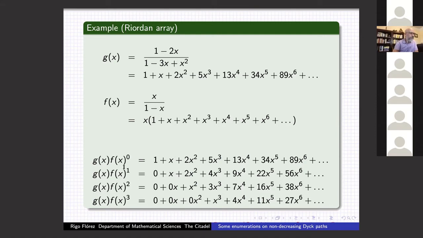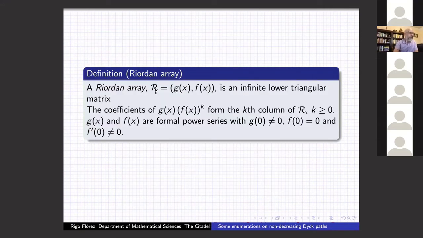So we need a condition, and we do this. The first column is G times the generating function raised to zero. The second column, actually column zero, right? The first column is G, the generating function raised to one, and so on. And that way we obtain the columns of the reordered array. So the reordered array is basically defined using the generating function and this other generating function where the columns are here, with the conditions that I told you before.